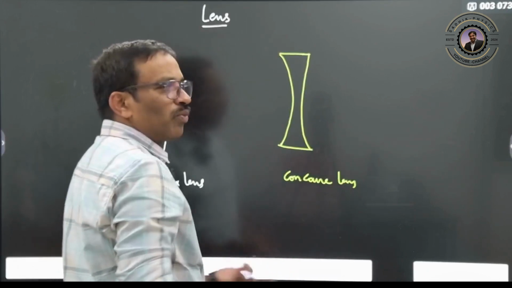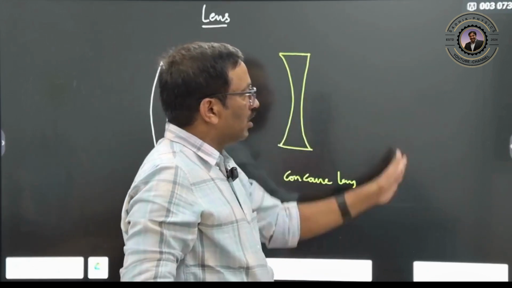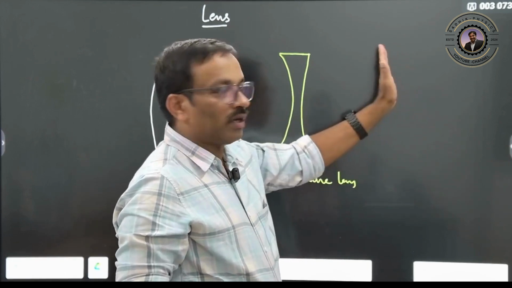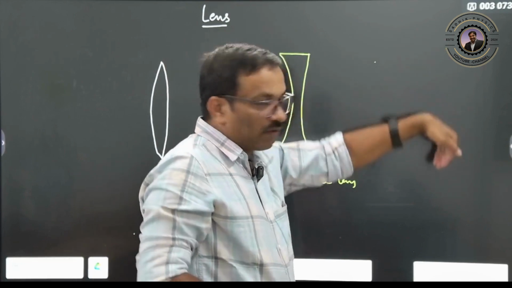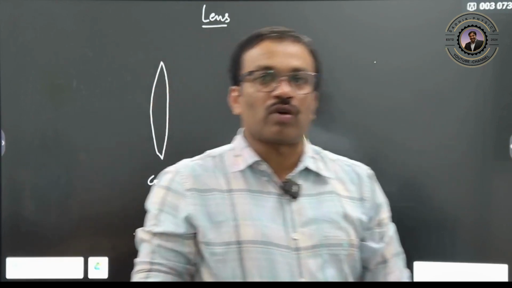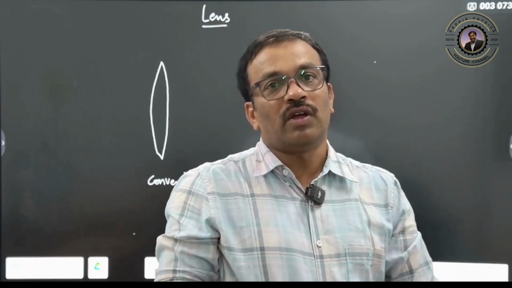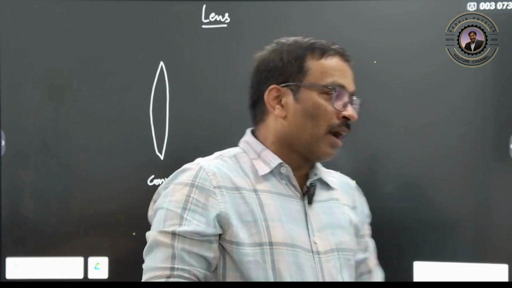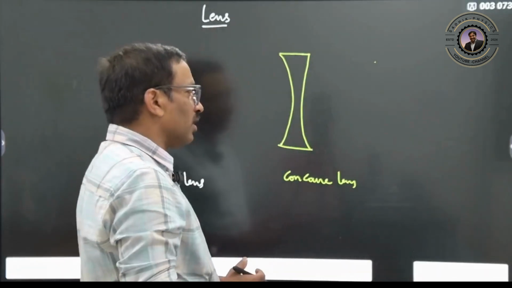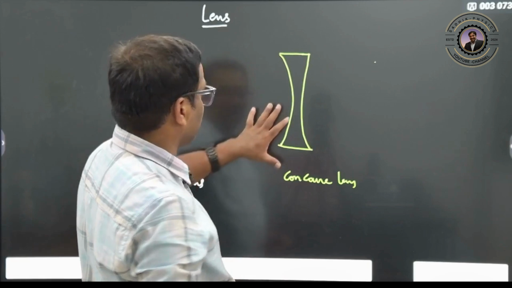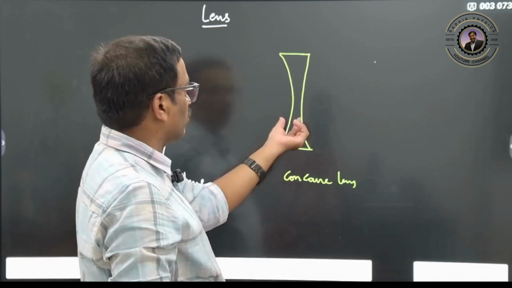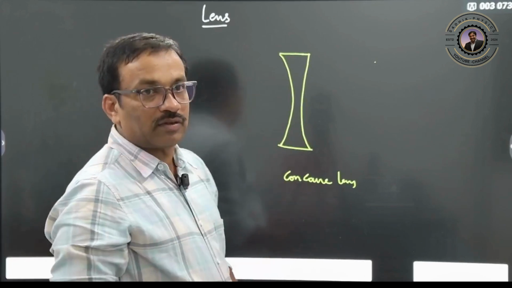There are some more lenses, where one side is plane and the other is curved, and other combinations of curvature, like plano-convex, plano-concave, concavo-convex, and convexo-concave. These types of lenses exist. How to deal with them, we'll learn slowly. For the basic level, we are going to take these types of lenses first.